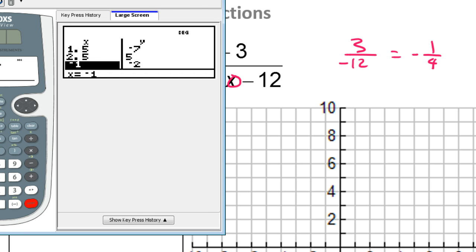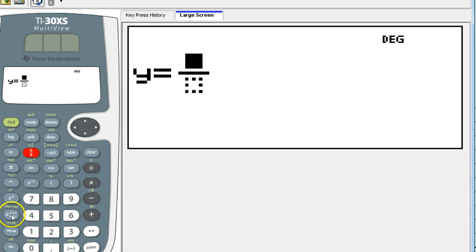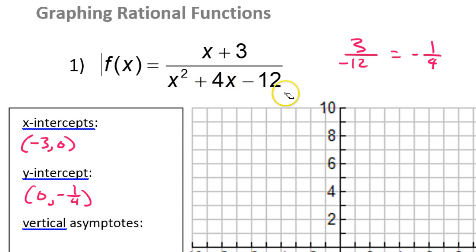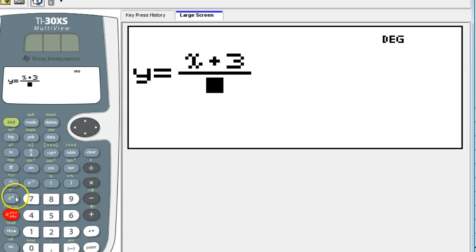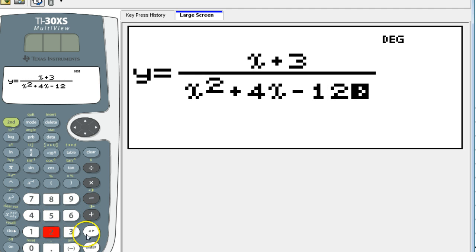Also, we will surely be typing this in our TI-30 XS MultiView. Alright, so I've got x plus 3 over x squared plus 4x minus 12. So that's x squared plus 4x minus 12.